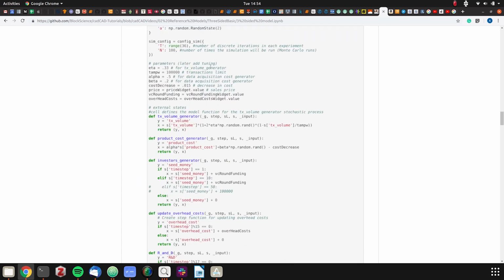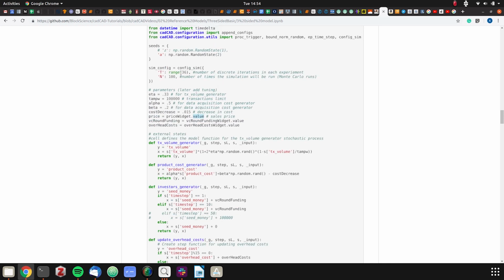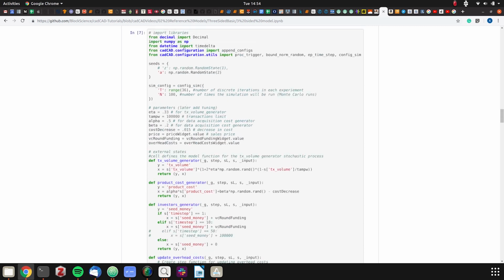And then in our configuration file, we have our global parameters up here. And we have widgets in the dashboard. That's what these are doing. If this is a live notebook, we could use the widgets. And then we have the range, the number of simulations. This is the number of time steps. We have a random state here.